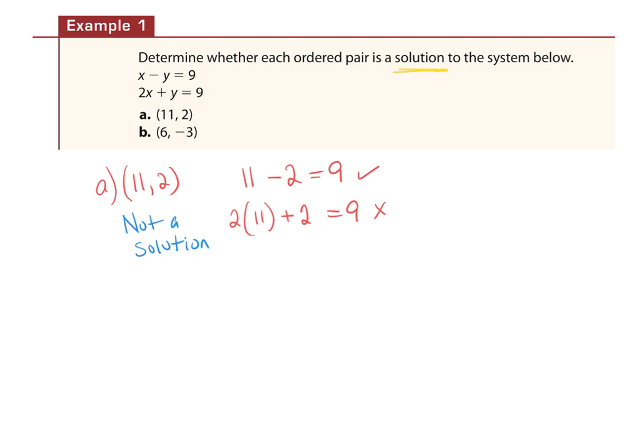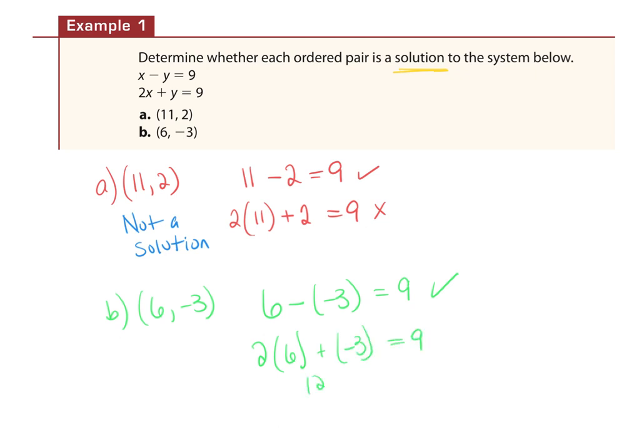Let's check the second one, (6, negative 3). We're going to do exactly the same thing. 6 minus negative 3 equals 9. That is true because it's plus a positive, 6 plus 3. 2 times 6 plus negative 3 equals 9. Well, this is 12 plus a negative 3, or minus 3, equals 9. Yes, it works for both of them.